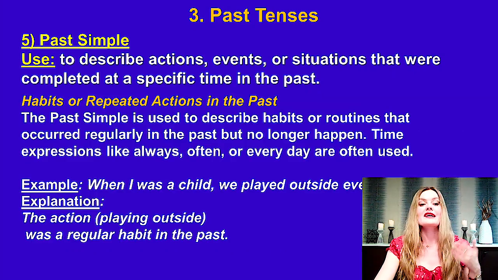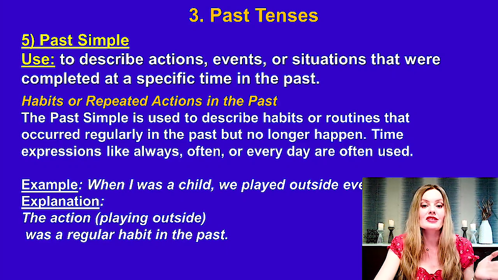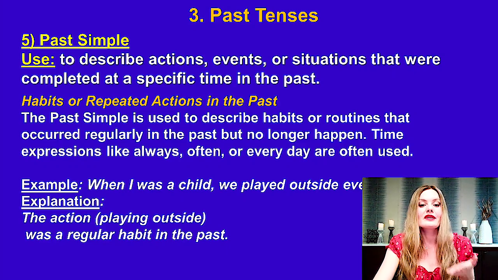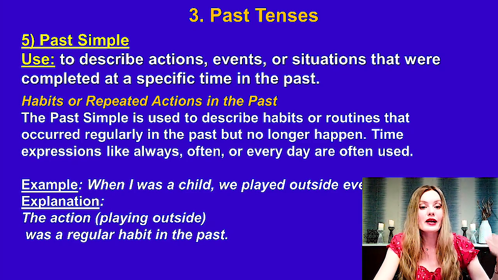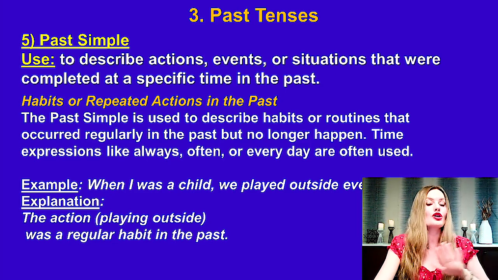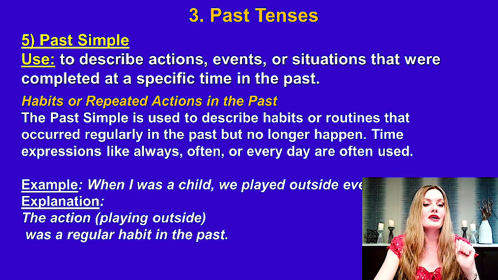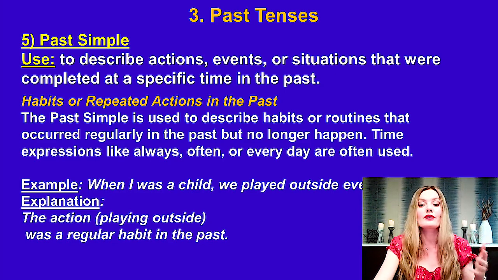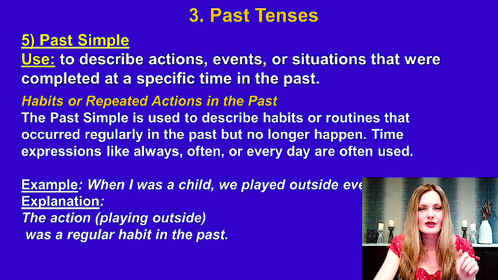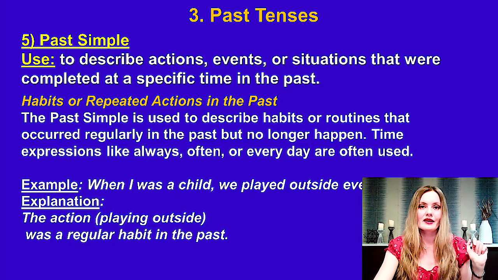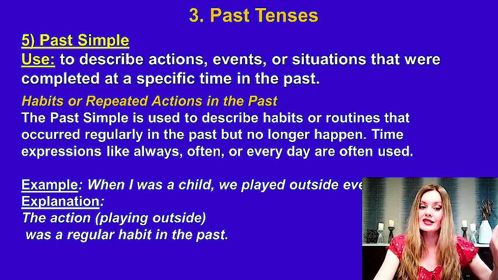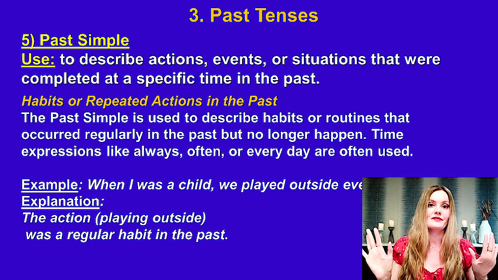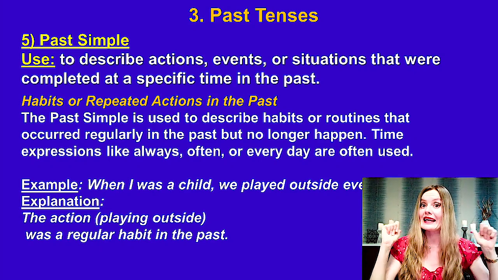It also describes habits or repeated actions in the past. The past simple is used to describe habits or routines that occurred regularly in the past, but no longer happen. Time expressions like always, often, or every day are often used. For example, when I was a child, we played outside every morning. The action playing outside was a regular habit in the past, but it no longer happens.